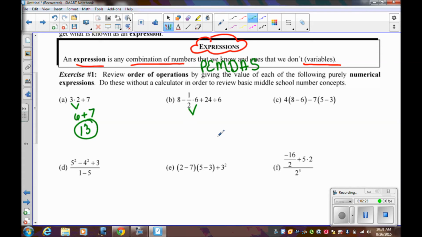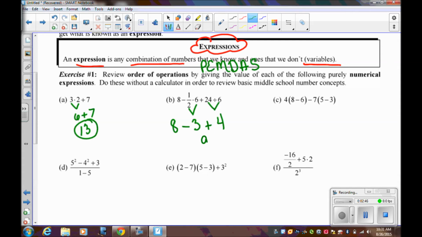Letter B, I'm going to scan it, and I'm going to say, I'm going to need to do that multiplication. I'm going to need to do that division. So what is negative 1/2 times a positive 6, which is negative 3, plus 24 divided by 6 is 4. Now just go from left to right. So 8 minus 3 is 5.